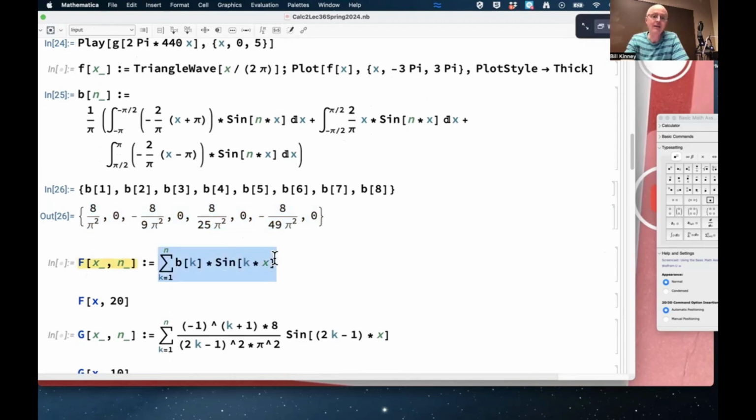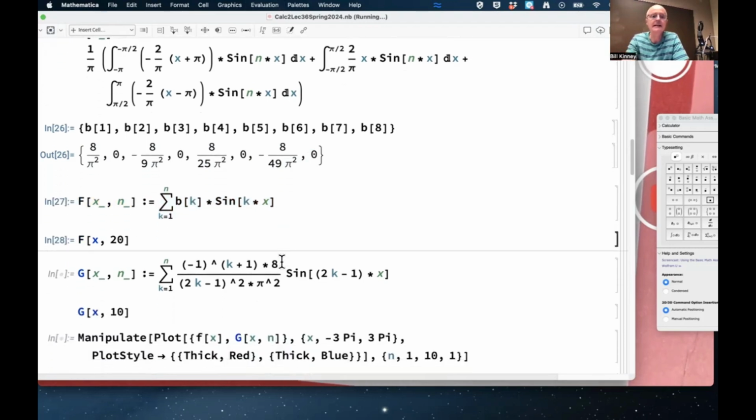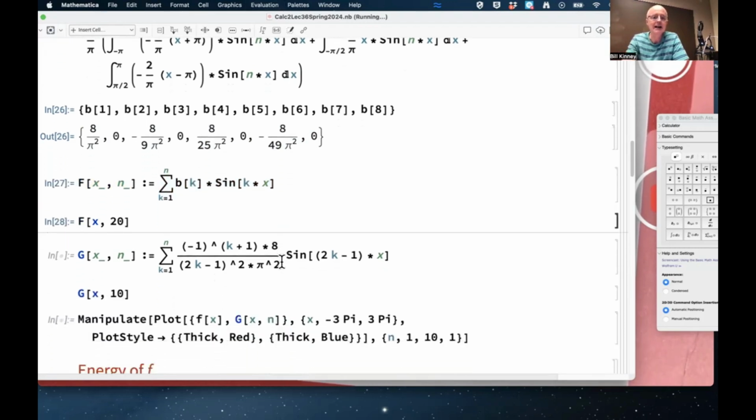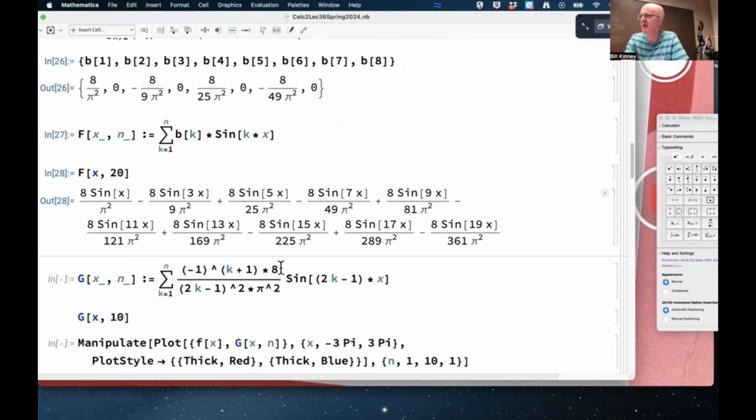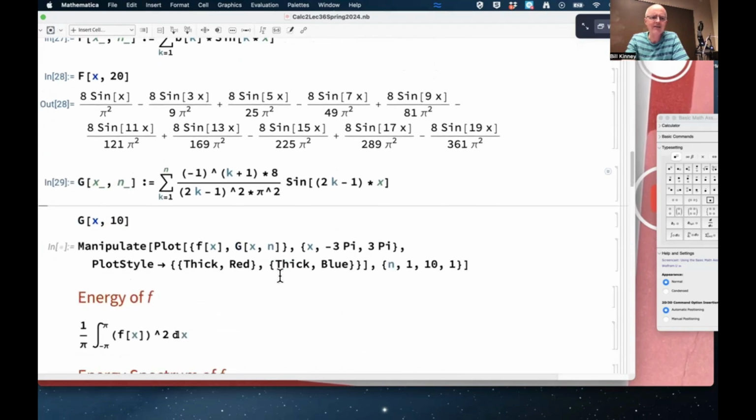I am adding those things, putting those coefficients in front of different sines at different frequencies, as k changes here, and adding the results to get what's called a Fourier polynomial. Here is what f_20 looks like. It's going to do the calculation. There it is. That's called a Fourier polynomial, even though it's not a polynomial. And then I can effectively graph such things.